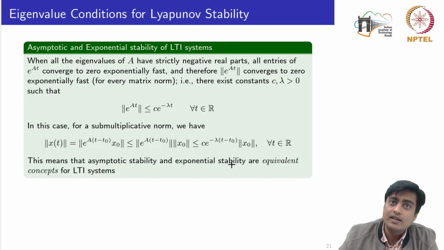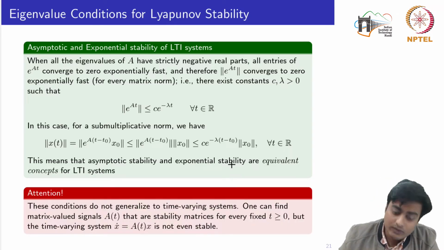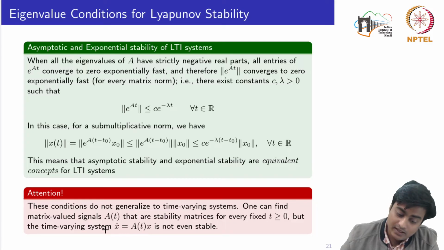So the next question arises whether these two definitions are also equivalent for time varying systems, or linear time varying systems, which is not true. We will see a couple of examples later in the lecture that these conditions do not generalize to time varying systems, meaning to say that one can find matrix valued signals A of t that are stability matrices for every fixed t greater than or equal to 0, but the system itself is not stable.